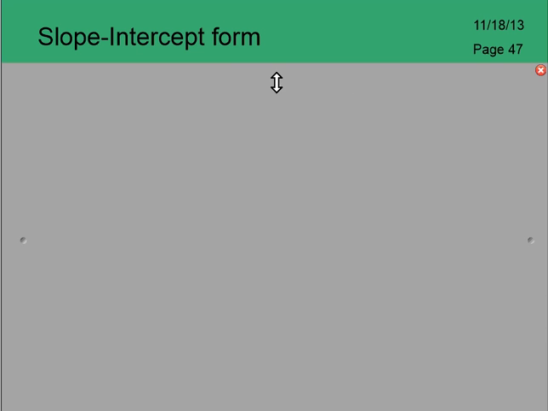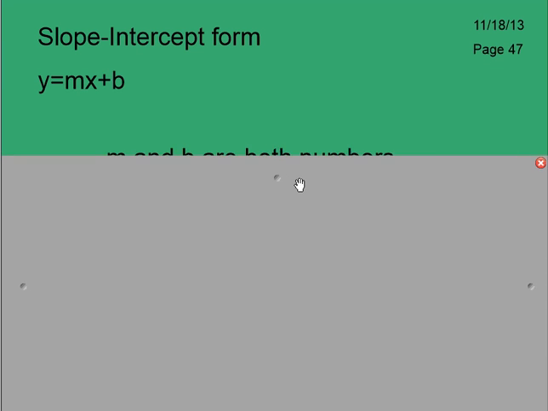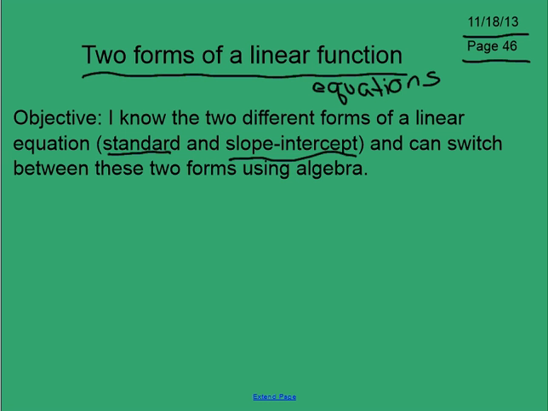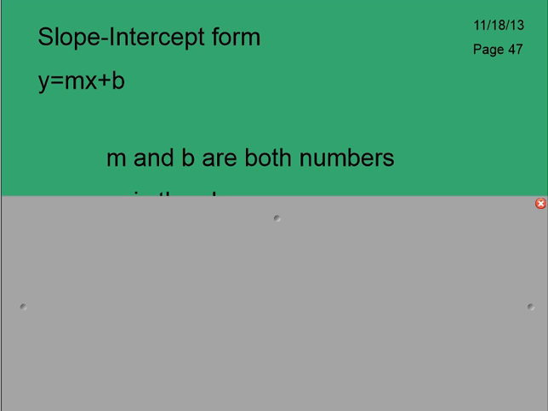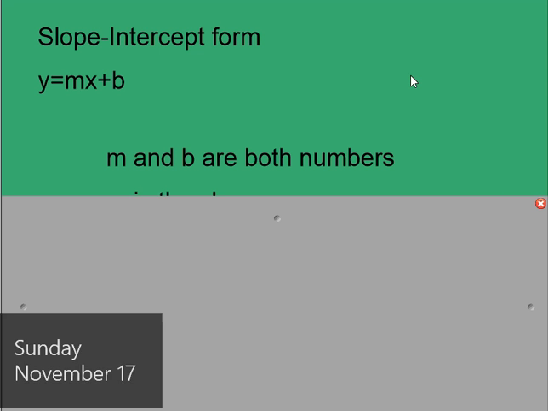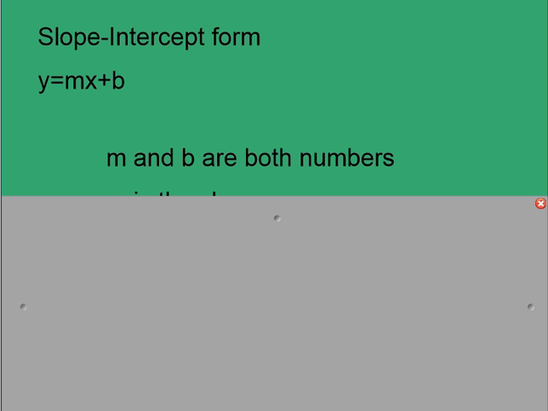So slope-intercept form looks a little bit different. Hang on. This should not go on page 47. Just leave this on page 46, okay, at the bottom of that page. Sorry guys, didn't mean to confuse you.